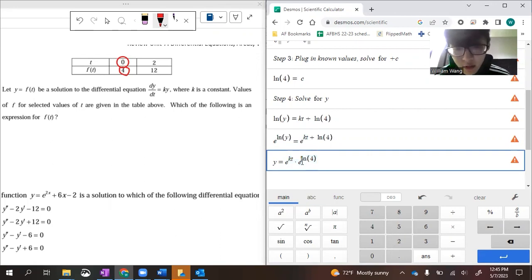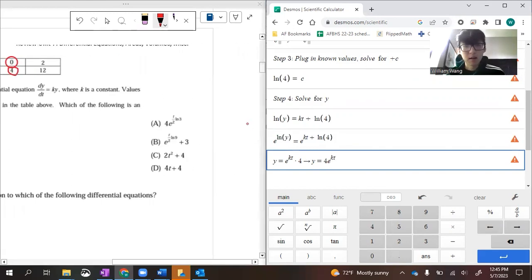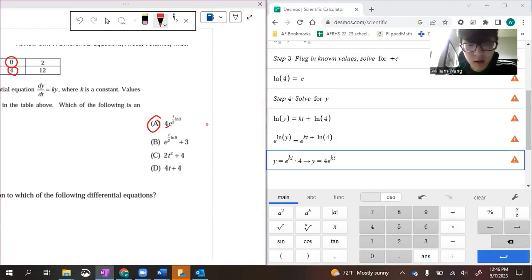All right, e to the natural log of 4. Remember, e and natural log cancel out, so it's really just 4. So whatever my answer is, it's going to be y is equal to 4e to the kt. If I look at my answer choices here, for multiple choice, I would skip ahead and choose A, because A is the only one where it's 4e to the k some value, right?